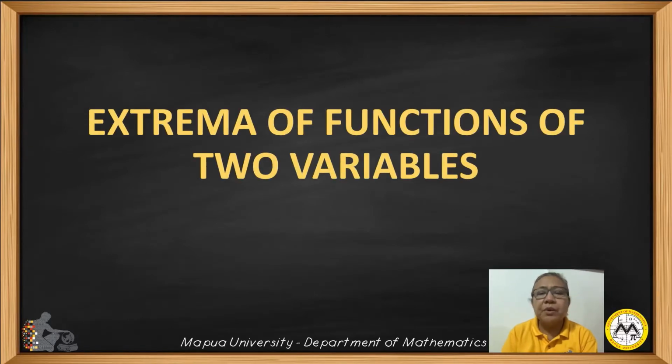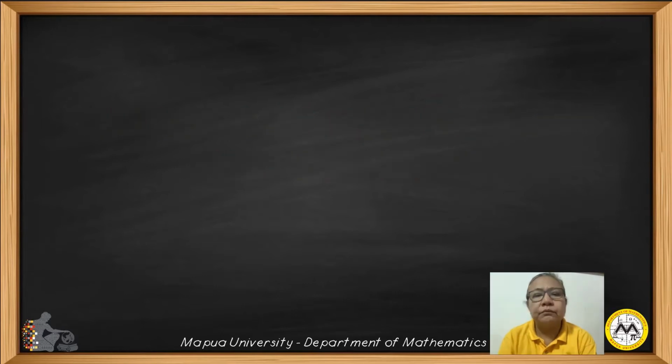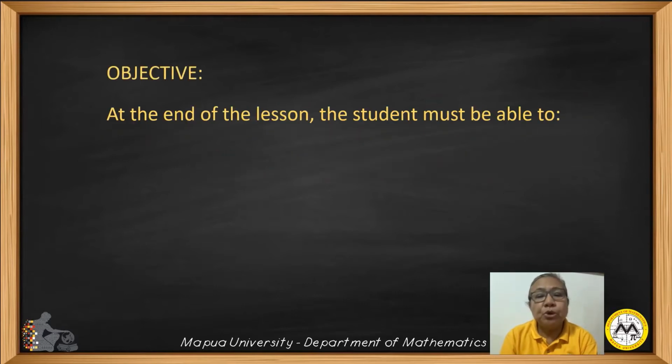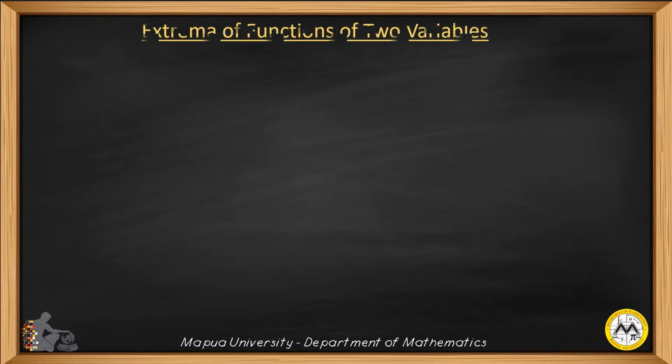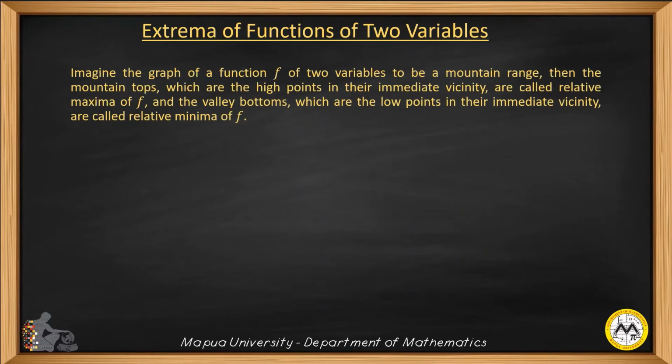In this lesson, we will determine the extrema of functions of two variables. After this lesson, you must be able to locate the relative maximum, the relative minimum, or the saddle point of a given function using the second partial test for optimality. Extrema of functions of two variables.